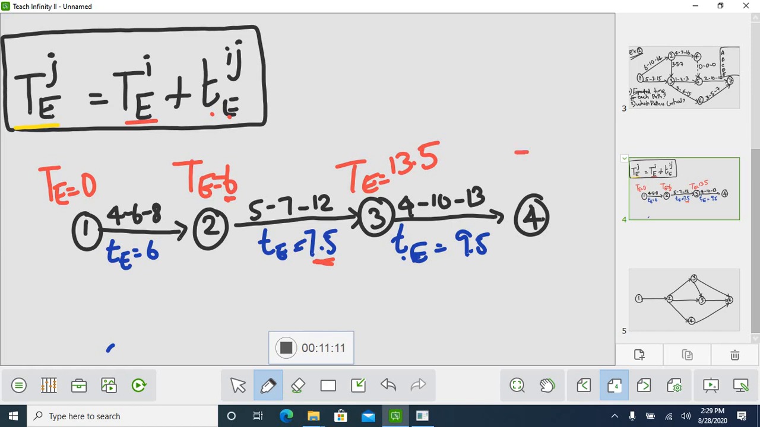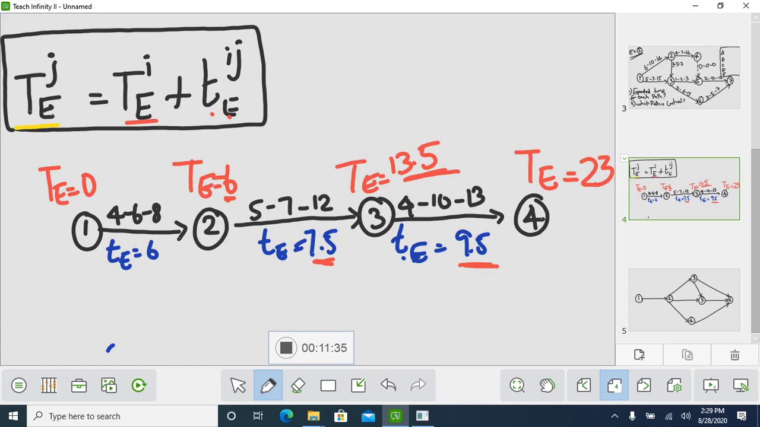Same point here. What you will take? You will always see what you have before: 13.5, plus 9.5. So 13.5 plus 9.5, how much? 23. So this is how you have to calculate the earliest expected time. Have you understood how to calculate the earliest expected time?